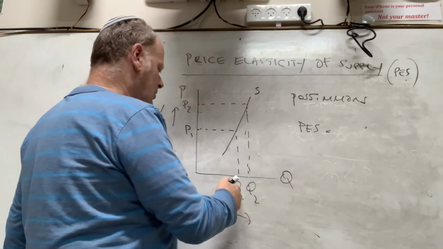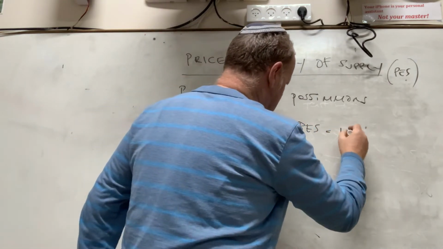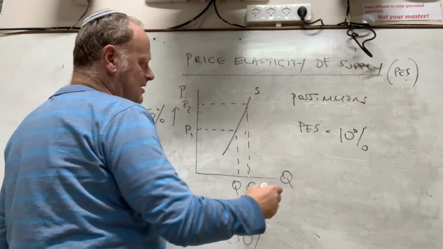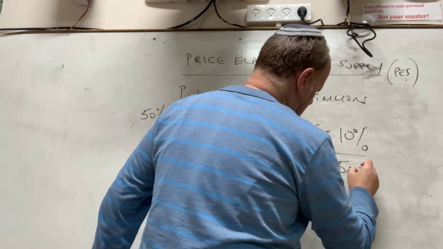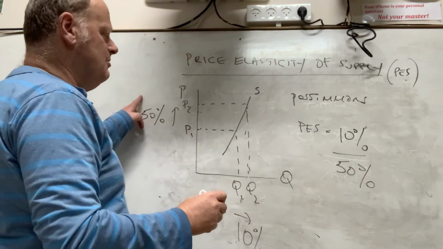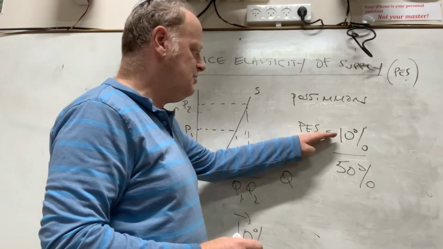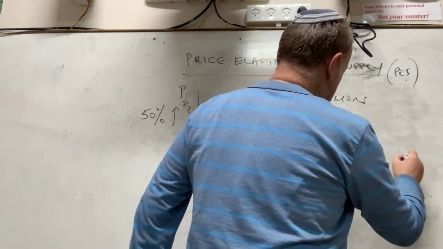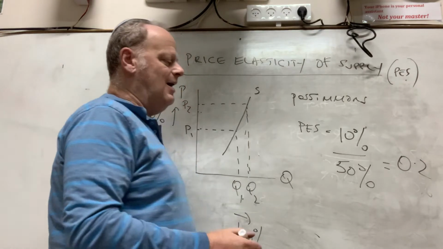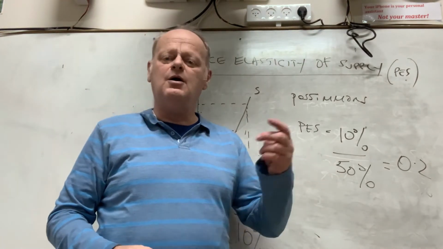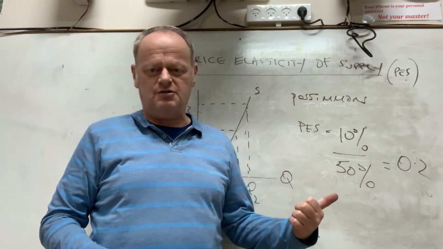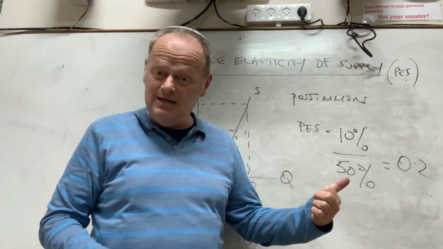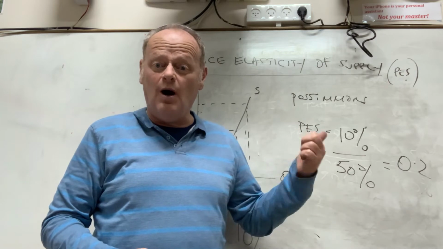Change in quantity, which would be 10%. See, here's a 10% increase, divided by 50%, which was the change in price, right? Change in quantity over change in price, which would equal 0.2.